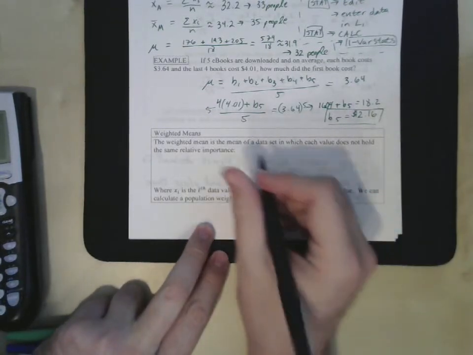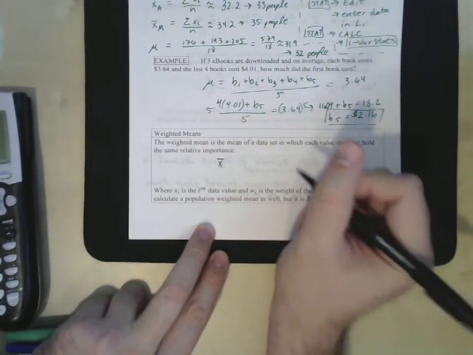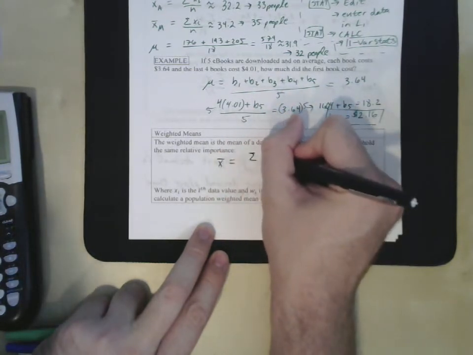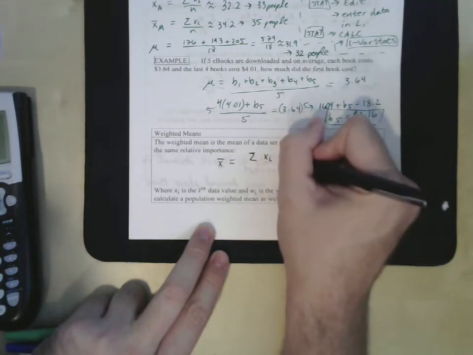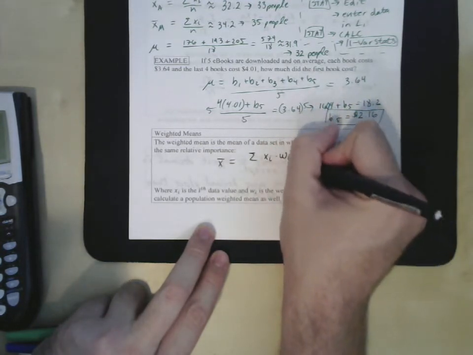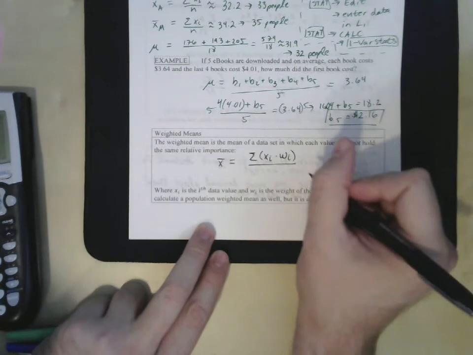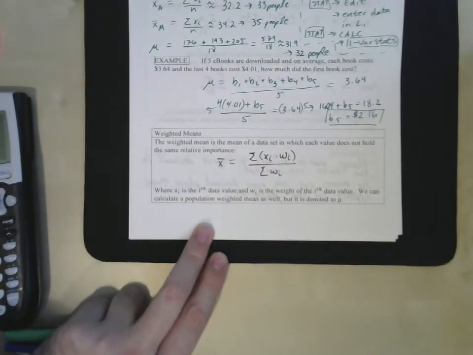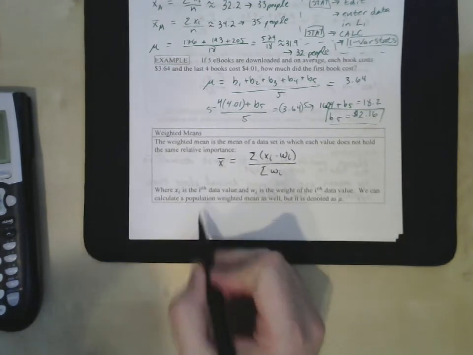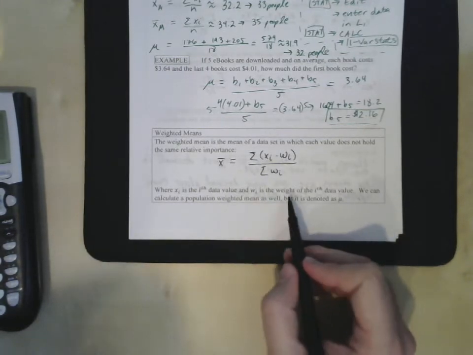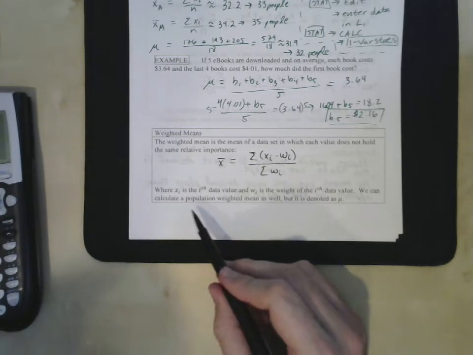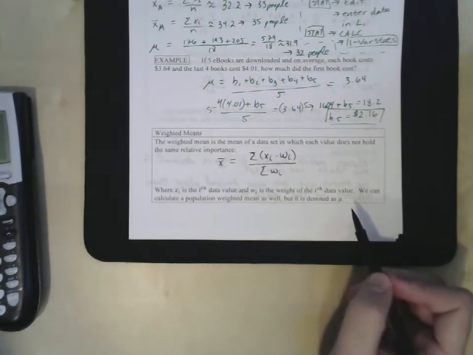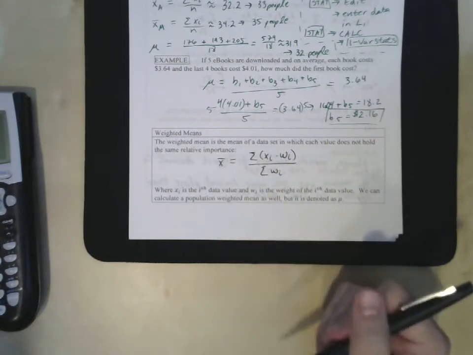Our weighted mean, x bar, for a sample, is the sum of each data point times its weight, all divided by the sum of all the weights. So x sub i is the ith data value, w sub i is the weight of that value, and we can calculate a population weighted mean as well, and it's denoted as mu, as this is denoted as x bar.